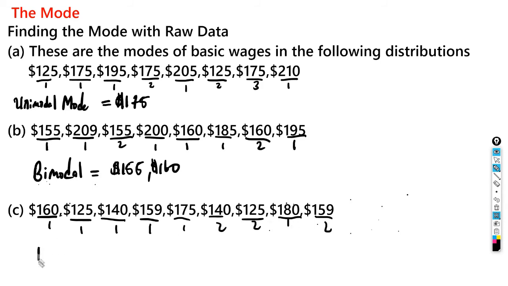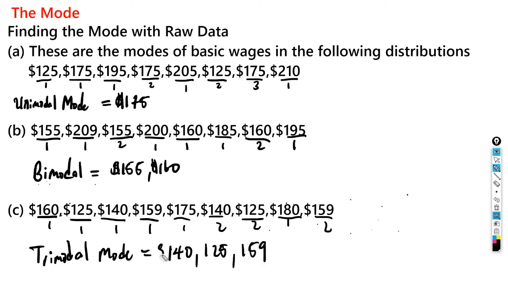So in this case, I have a trimodal distribution, which is equal to 140, 125, and 159. These are the three modes. Okay, guys? This is not too bad. I think this is really easy. Just look for the one that occurs the most, or the two numbers, or the three numbers that occur the most. It's just a breeze.